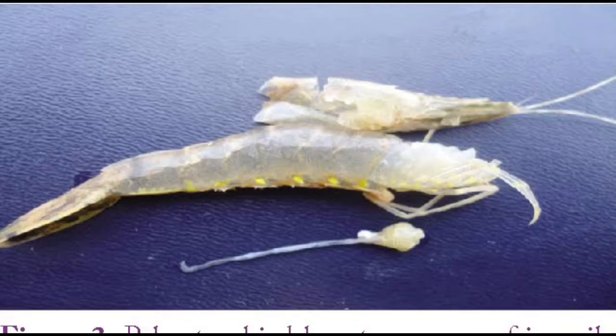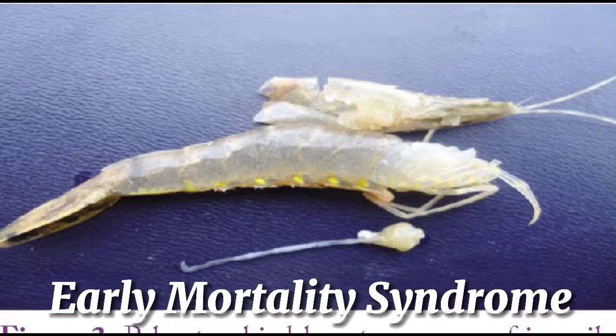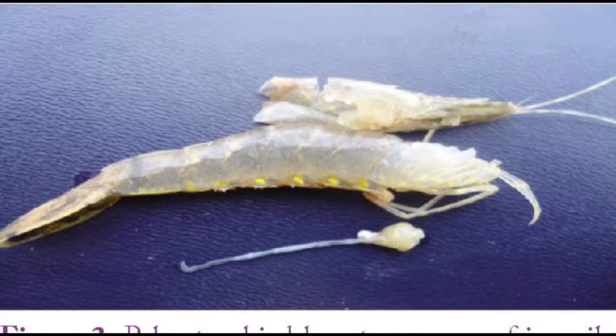Number 3. The Early Mortality Syndrome, or called EMS. It is caused by Vibrio parahaemolyticus in penaeid shrimp. It affects the post-larval stage and can be diagnosed roughly 20 to 30 days after stocking.